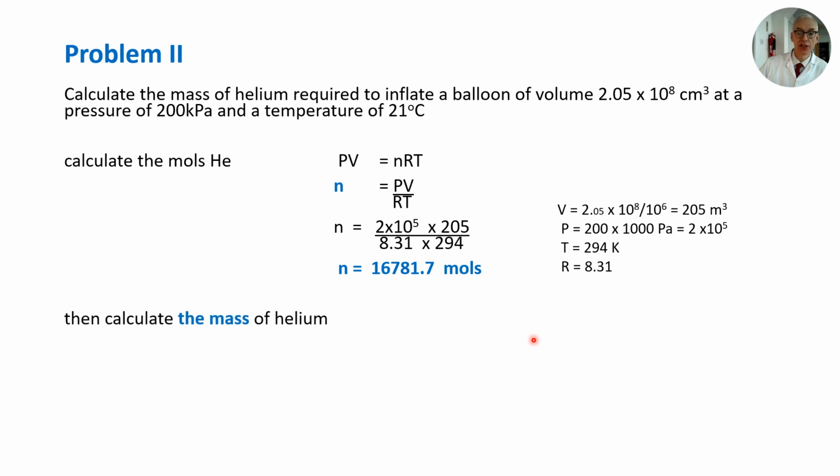Then we want the mass of helium. So using mass is moles times molar mass. The molar mass of helium is 4. So the mass of helium would be a little over 67 kilograms, 67,127 grams.